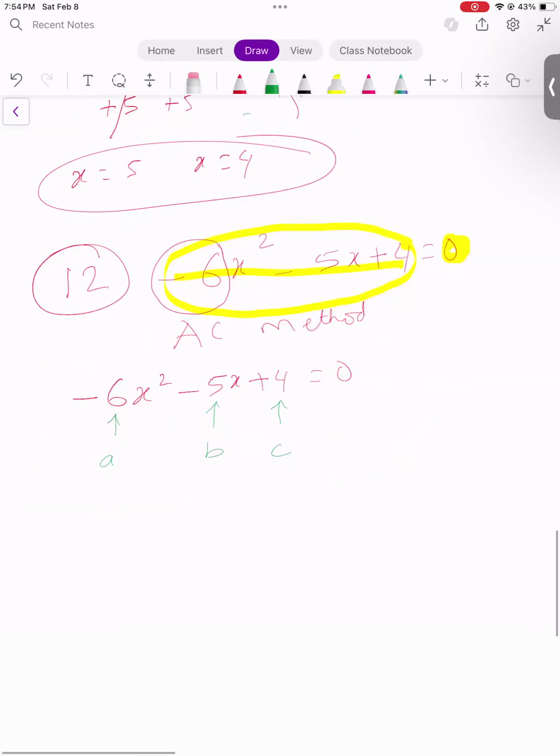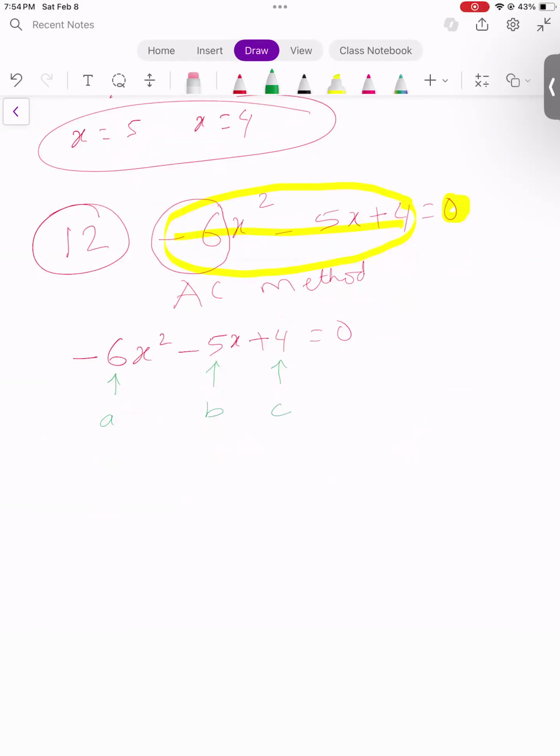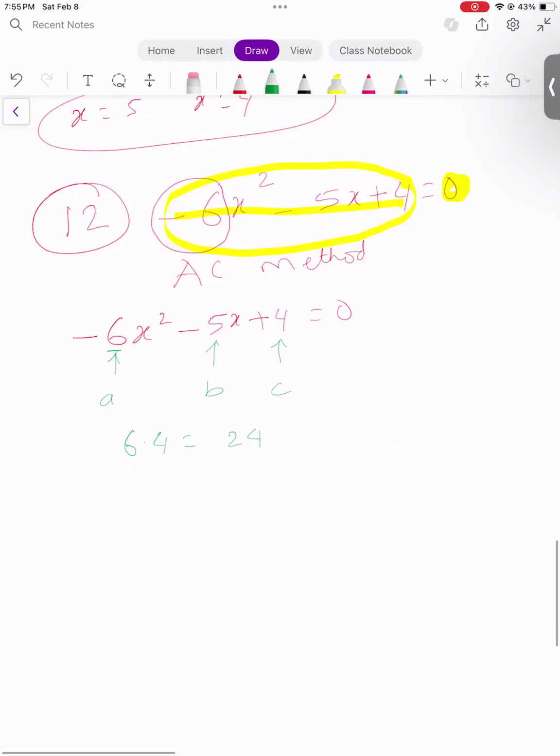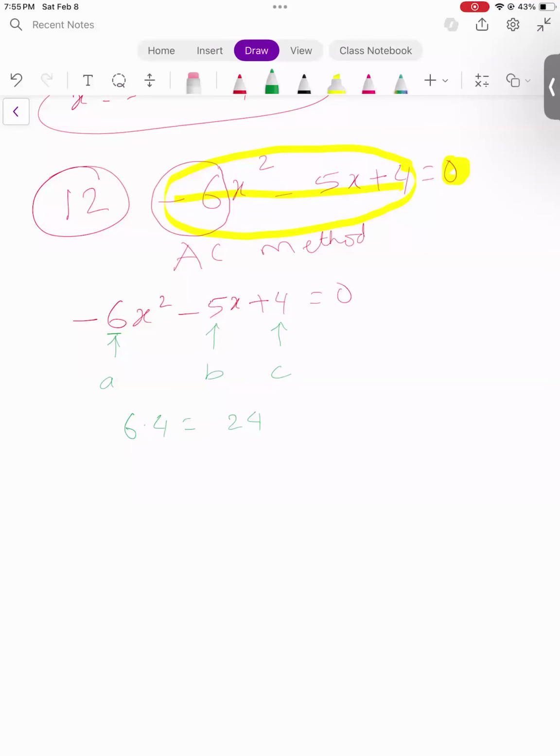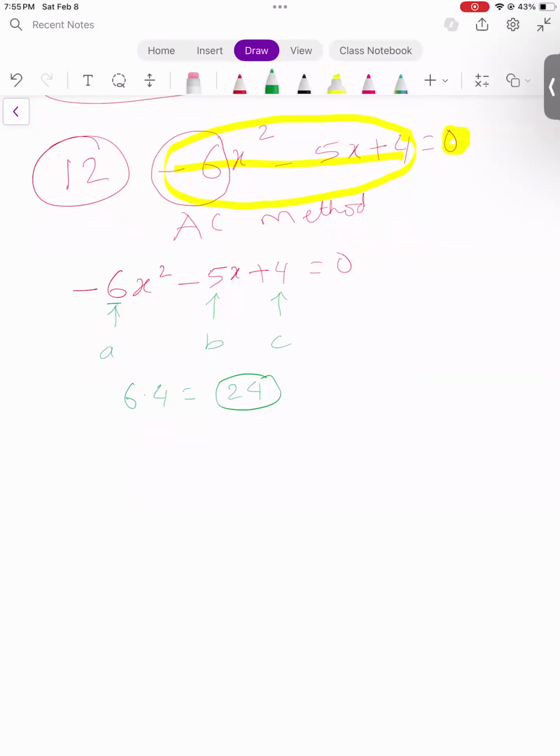In the AC method, we multiply A and C. So we have 6 times 4. You can ignore the sign or you can take the sign, it really doesn't matter. So our A is 6, C is 4. You multiply these two, we get 24. Next step is we write down each pair of factors of 24. Let's start from 1.